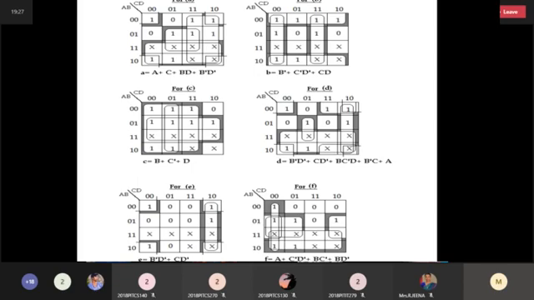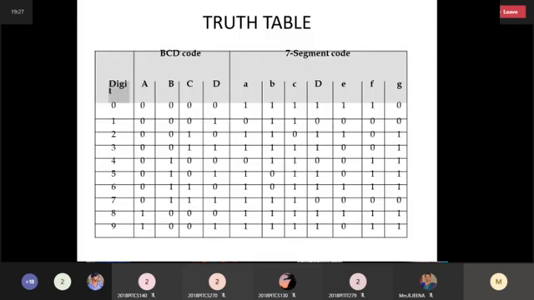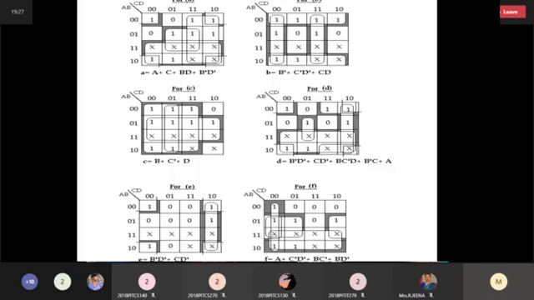Next, write the positions 0, 1, 2, 3, 4, 5, 6. For positions 0 to 5, you have to put 1. Then the 6th position is 0.